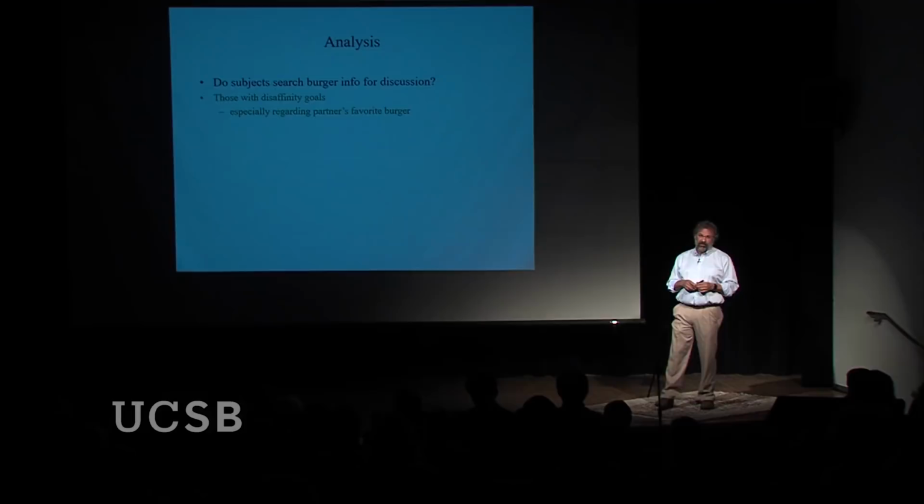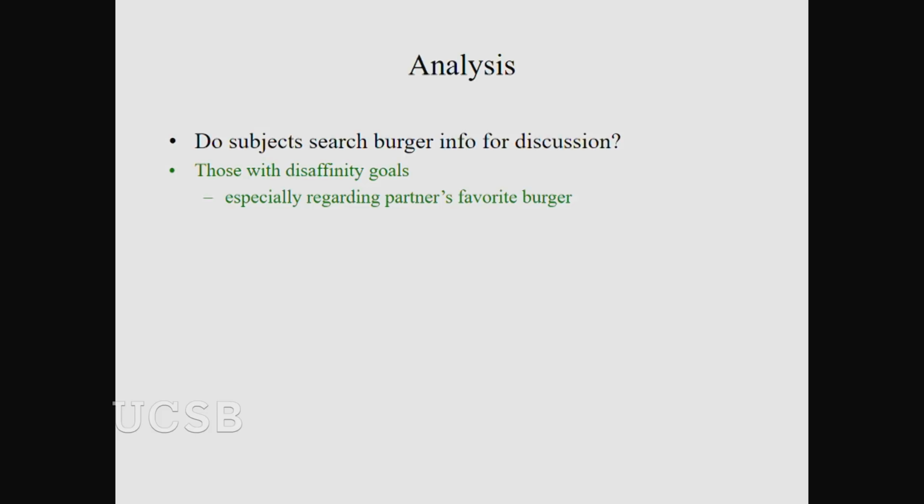But another question we had is, when they were Googling, when they were looking things up, did people look for information about the other person's hamburgers? And the answer was yes. And this is what we thought might be happening with this convergence of persistent mass media information and the imminent interpersonal encounter. We thought, are they going to look up stuff about burgers to be able to have this conversation about? And we found those with the disaffinity goal did look up the other person's favorite burger most often than anything else. They're looking up how much fat does it have, how unhealthy is it, other stuff they can use as ammunition in their conversation.